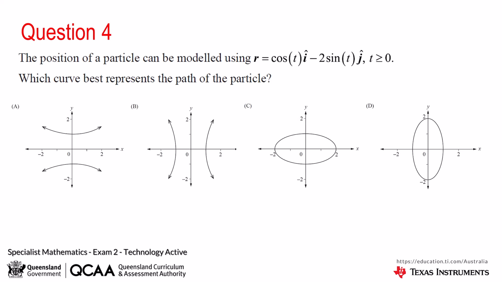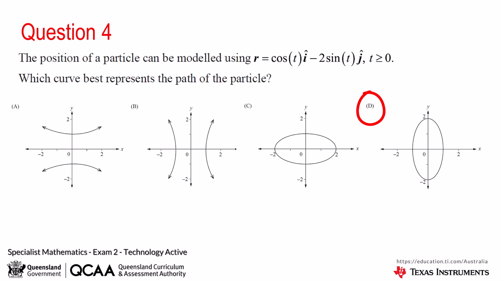And this is the Cartesian equation of an ellipse which is centered at the origin, with x-axis intercepts plus or minus 1, 0, and y-axis intercepts 0, plus or minus 2. This is the curve that represents the path of the particle, and looking at each of the alternatives, alternative D satisfies that, and so alternative D is correct.